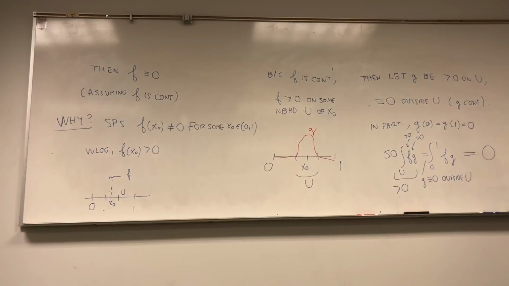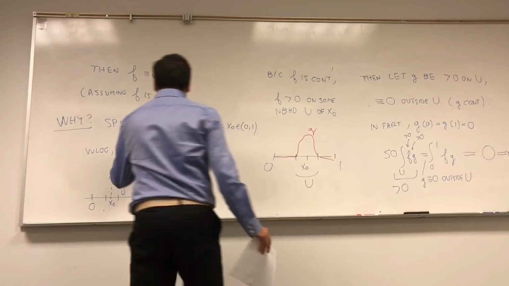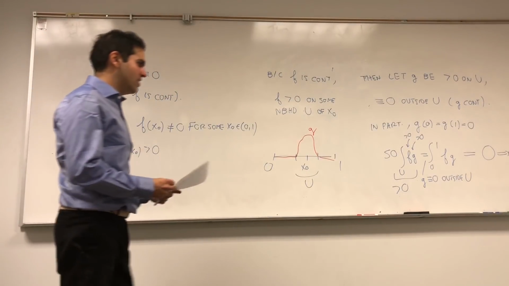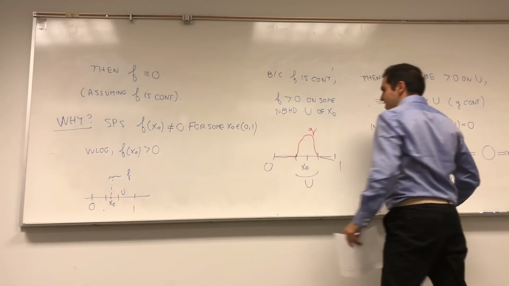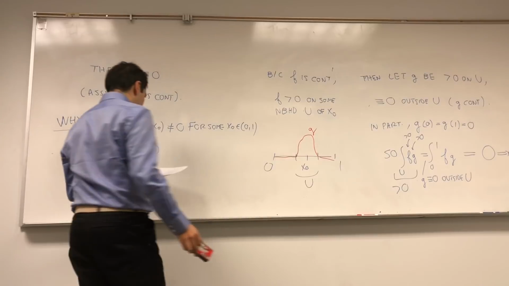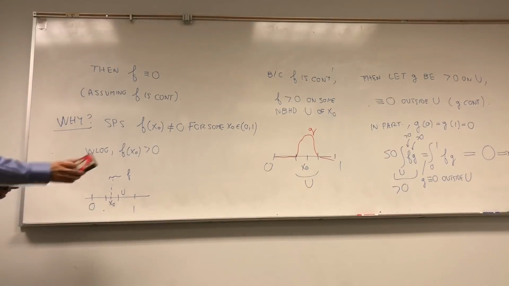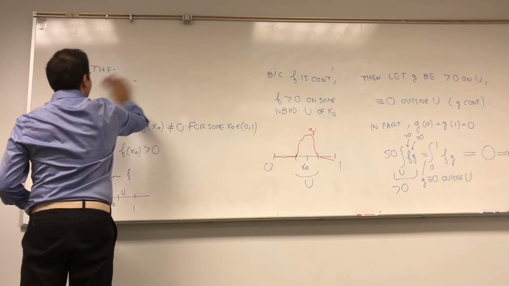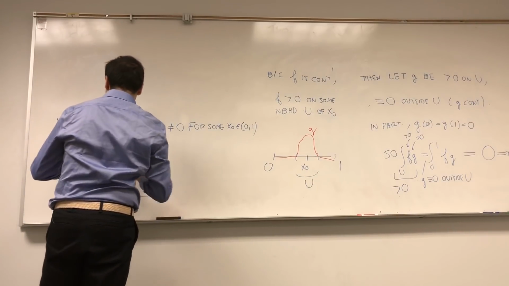So what do you get? You get that 0 equals a positive number, and that's a contradiction, at least in the real world. A contradiction with what? A contradiction with the fact that f is non-zero at a point. So f is identically equal to 0 on the open interval (0, 1). But what about the endpoints? It actually just follows from continuity.